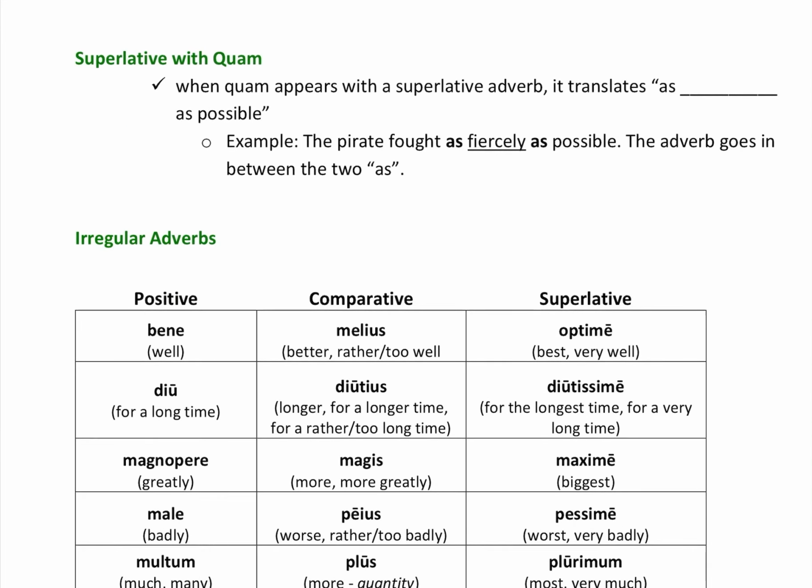So, superlative with quam. When quam appears with a superlative adjective, it translates as blank as possible. So basically, you're going to have as adverb as possible. All right, so the pirate fought as fiercely as possible, and the adverb goes in between two as's. So quam is used for other things as well, so pay attention if quam is with a superlative adverb. Keep an eye out for that, okay? It'll throw some of you the first time you see it because you won't be thinking about quam being with an adverb. But remember, it can also be with a superlative adjective as well.